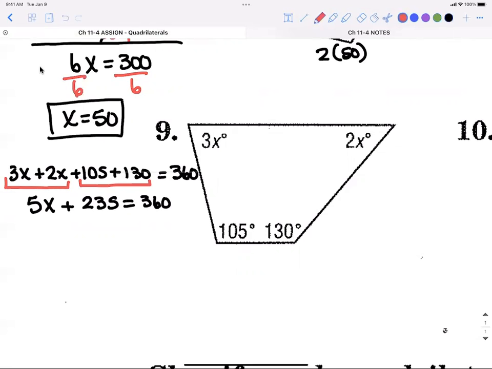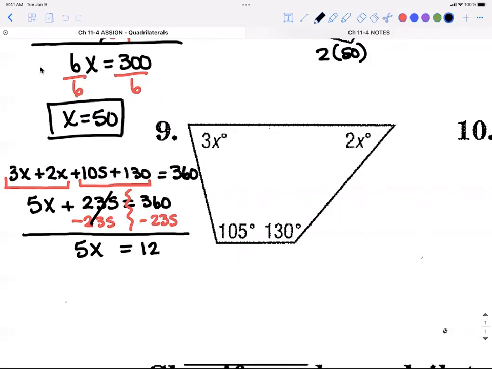Now I'm ready to start actually moving things to the other side of the equation. So I want this 235 off of this side. And if I do anything, remember the equal sign is kind of like your scale or your wall. If I do it to one side, I have to do it to the other, because I'm changing the value of the left. So I need to change the value of the right in the same way. So those two zero out and I'm left with 5x equals, and 360 minus 235 is 125.